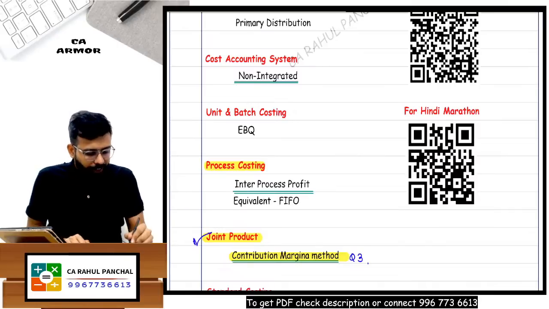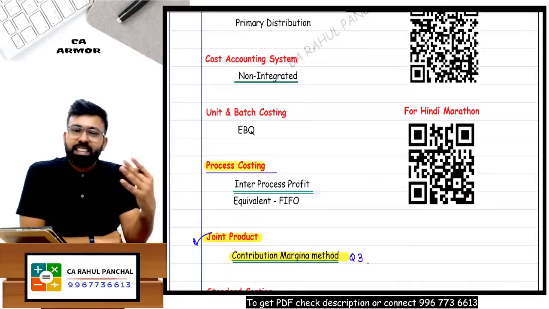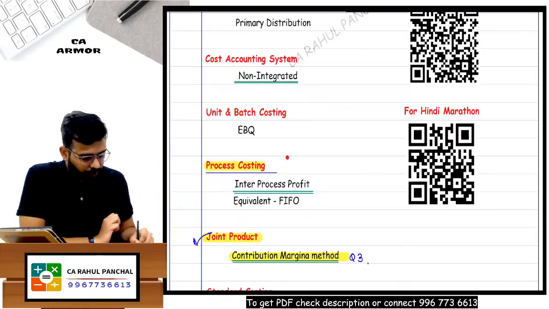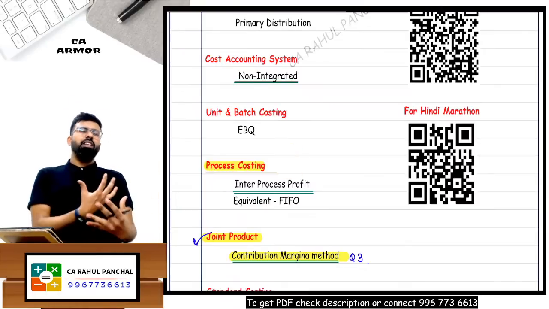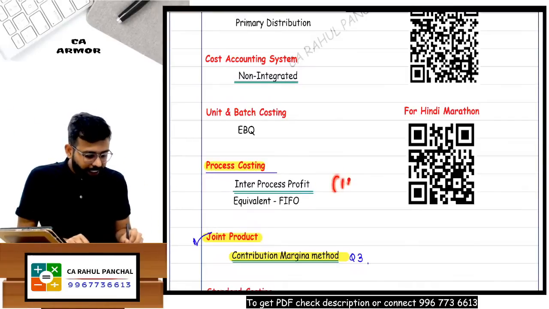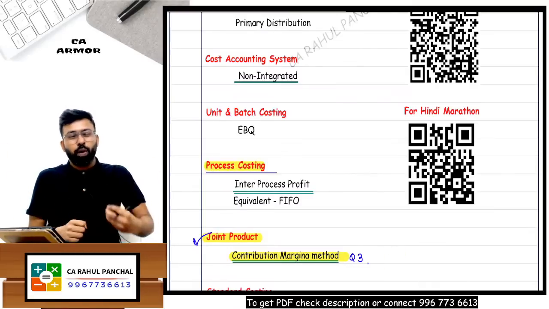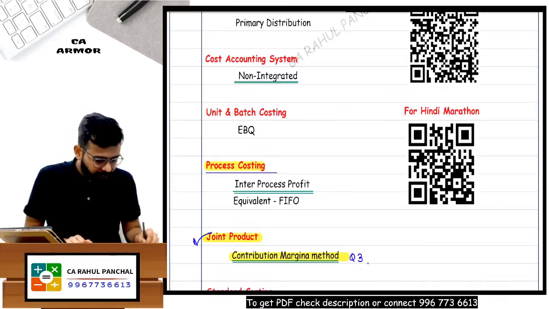Now, if I talk about process costing, inter-process profit has not been tested yet. It's been 5 attempts, which is not tested, and after 5 attempts, generally they do ask. So there is a very high probability you will see this question for 10 marks, and the other for 5 marks. High probability, I am saying. Obviously, it's not me who has set the paper, but high probability from my side.